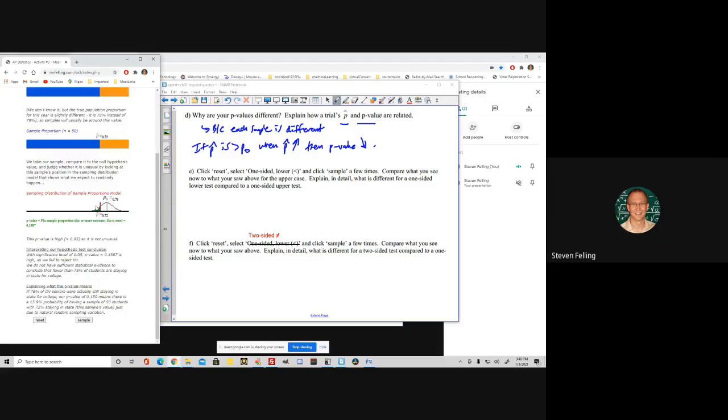Again, if this shading, like in my case here, was 15%, 16%, that's not lower than 5%. It's not unusual, so we fail to reject the null, so we don't have evidence that there's anything unusual going on.